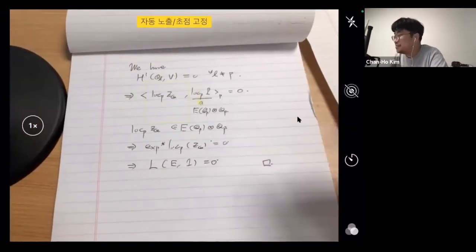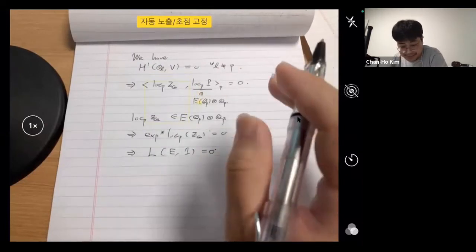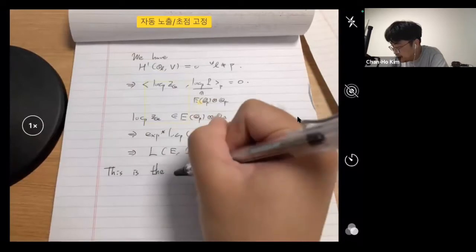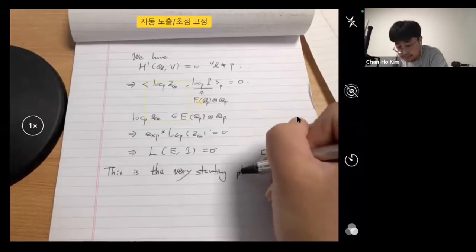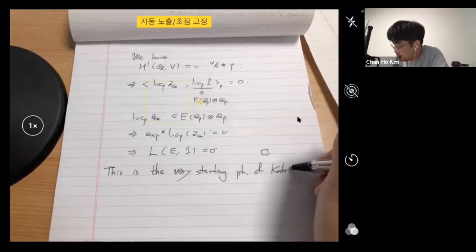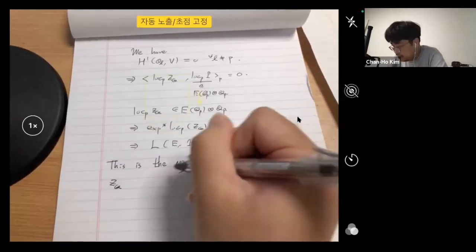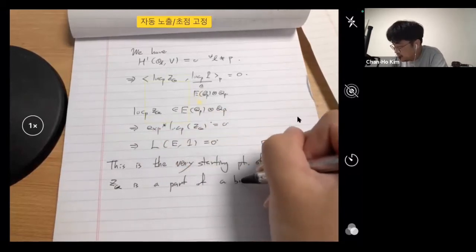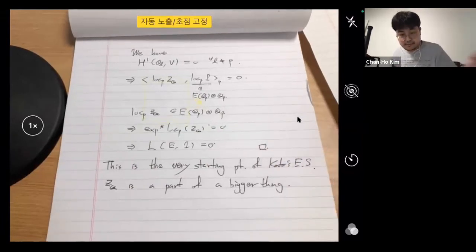Of course, what I want to emphasize is that I only used the bottom class of Kato's Euler system. So this is the very starting point of Kato's Euler system. And of course, this z_Q is a part of a bigger thing.